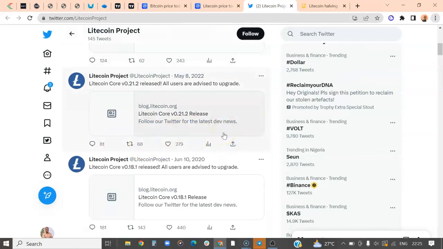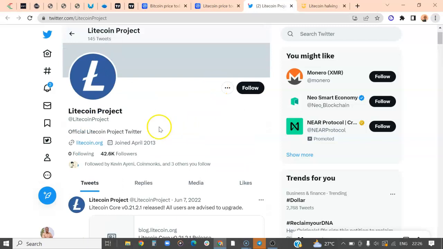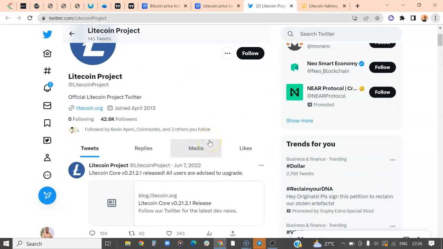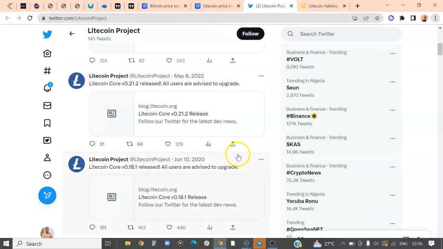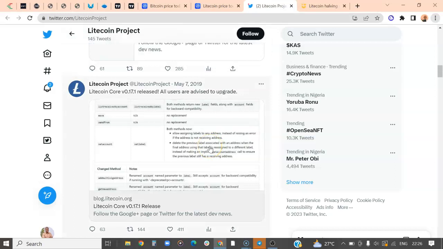So what you're seeing here is a less active Twitter account. Who could believe that Litecoin will be having only 42,000 followers? That's ridiculous. Now, what we should be looking at is that there are no fundamentals here that could invalidate our analysis. It doesn't exist.